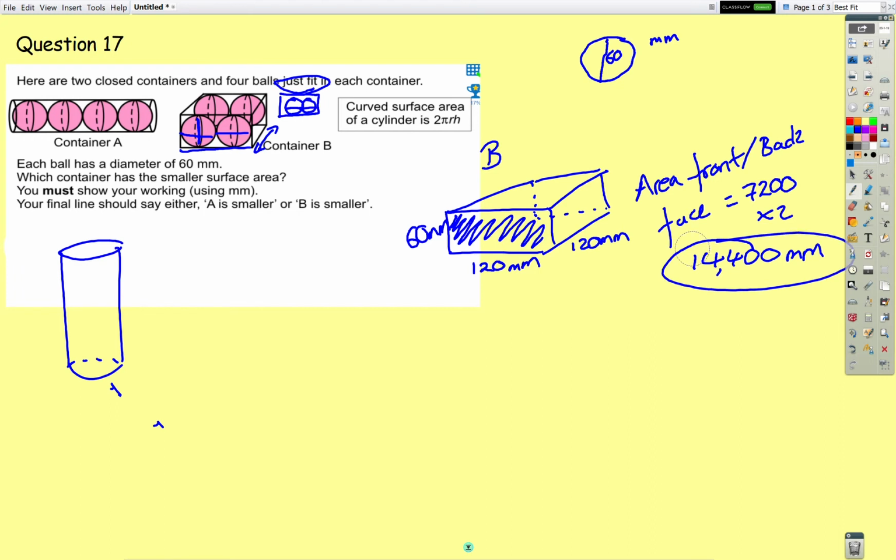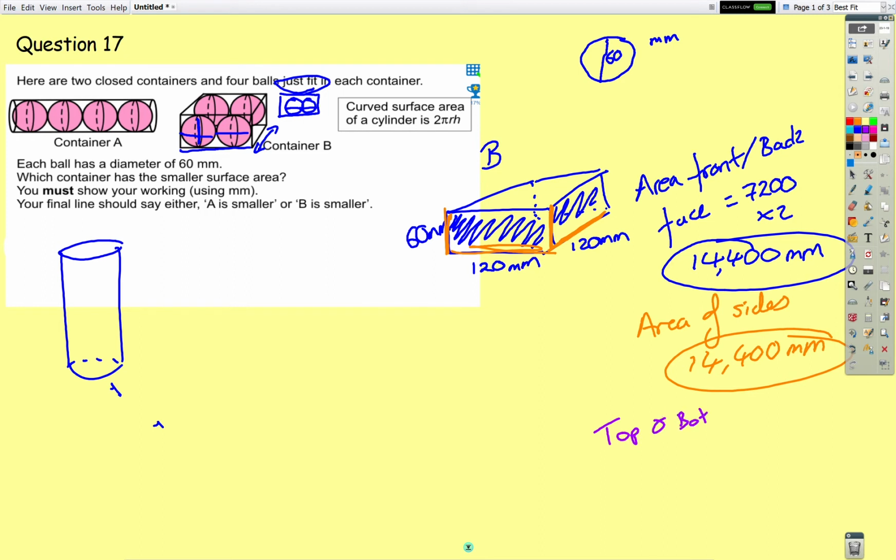Now, if we think of it, the next face here is going to be exactly the same. Because if I just change my pen color so you can see it, that height there is still going to be 60, and that distance there is still going to be 120. So we can put on the side here, area of sides is exactly the same, so it's 14,400 millimeters squared. Okay, so we've got that one. Now the only one that we haven't got is the top and the bottom. So if we change the pen color here, we've got top and bottom.